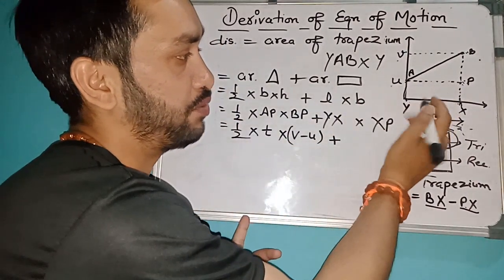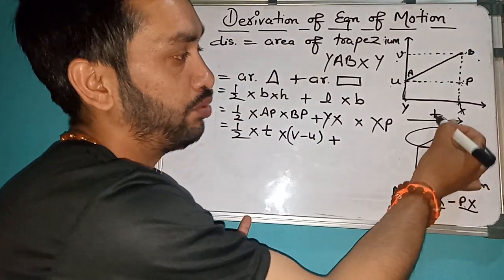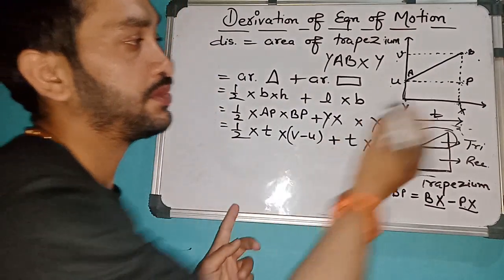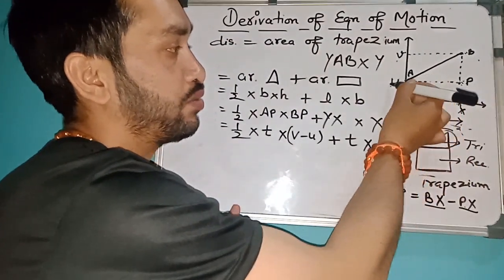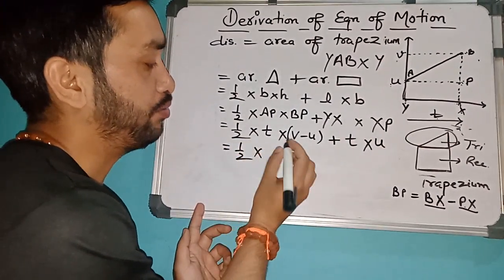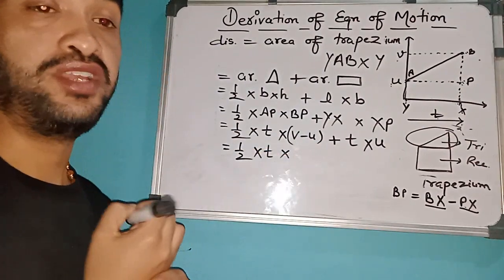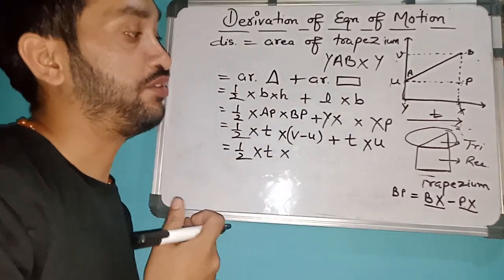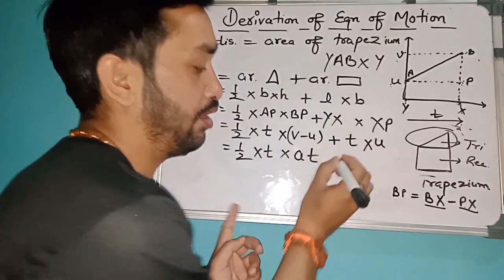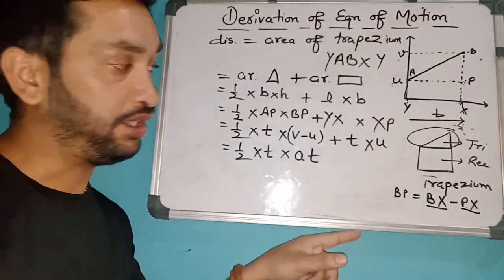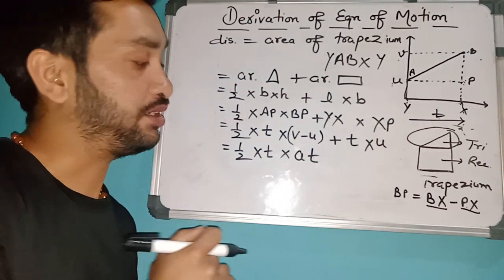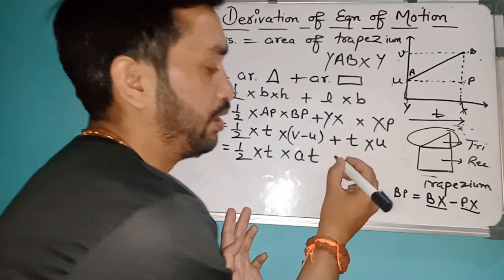Now the next part, plus, what is YX? Let us see where is YX. This is YX. YX is equal to T. Already we discussed YX is equal to T, into XP. XP is equal to YA, equal to U. This also we discussed. Okay, so what you're getting is half into T into V minus U. If you have made a note, check what was V minus U. V minus U was equal to AT. How? Because A was equal to V minus U by T, it means V minus U will be equal to AT. If you have made a note of it, turn your pages and see. V minus U will be equal to AT.